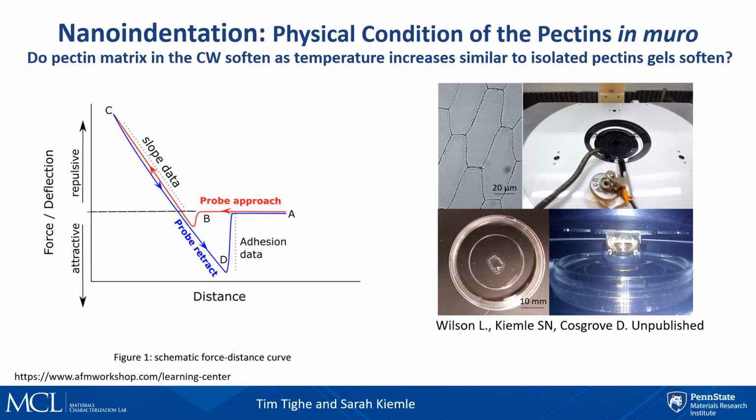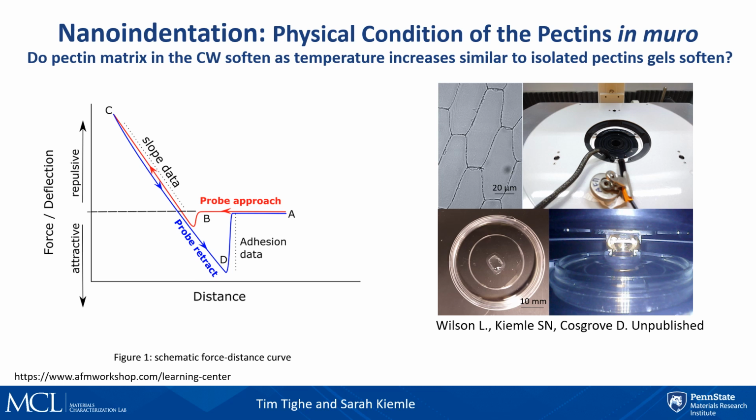Another application of AFM in fluid is nanoindentation to look at the mechanical properties of your surface. Here's an example from the Cosgrove group done by Liza Wilson and myself. For nanoindentation, you're doing a force distance curve, and that allows you to look at both the slope of the line and the adhesion of the tip to the sample. In this case, we looked at the physical conditions of the pectins in muro. The question was, does the pectin matrix in the cell wall soften as temperature increases, similar to how isolated pectin gels soften?